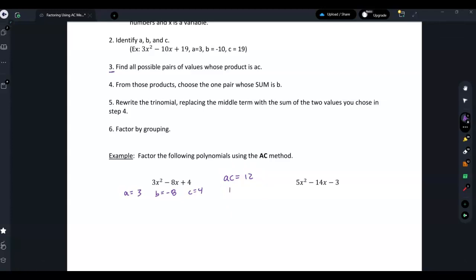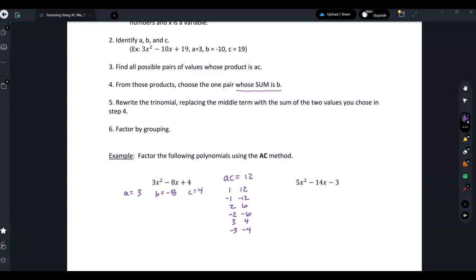That could be 1 times 12, but that could also be negative 1 times negative 12, or 2 times 6, or negative 2 times negative 6. We could also do 3 times 4, or negative 3 times negative 4. I think that's a complete list. But you can see when your number is larger, this might take a little longer to list out all the possible pairs of values. Then from this list, I'm going to choose the pair whose sum is B.